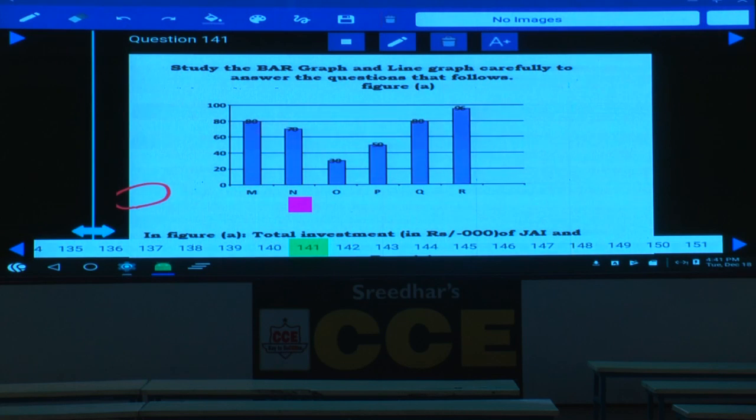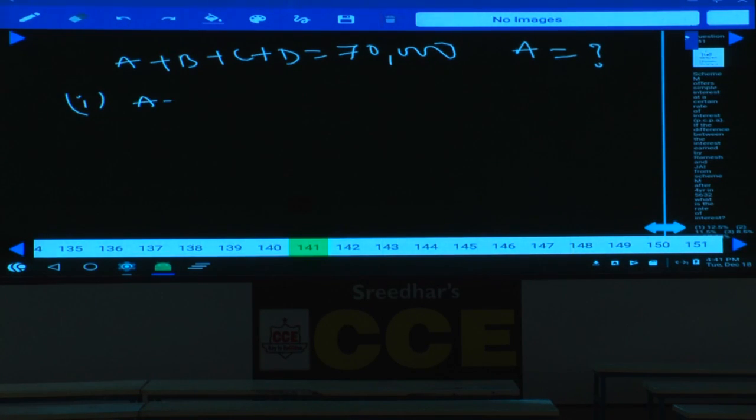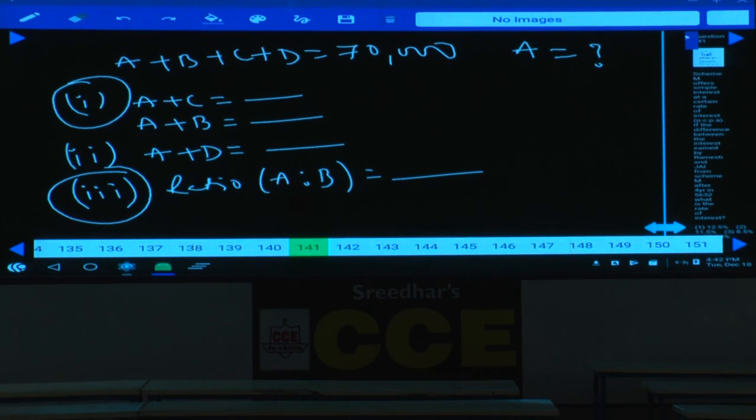Right. See, yesterday there was a question, we made a mistake. I forgot one point. You are given A plus C plus D is equal to 70,000, I think, some number, and you are asked to calculate the value of A. In the first point, they said A plus C and then A plus B. In the second point, you are given A plus D, and in the third point, you are given the ratio of A and B. A is to C or A is to B, whatever. And we concluded saying 1 and 3 will give you the answer, correct? Yes or no? 1 and 2 also will give you the answer.